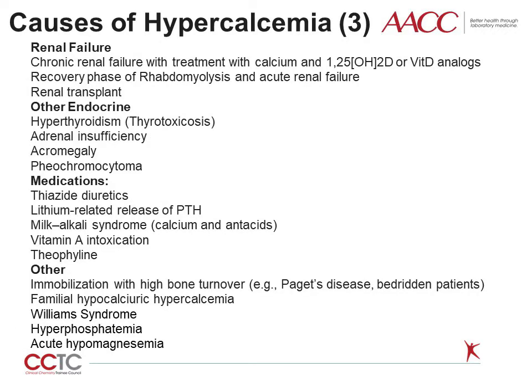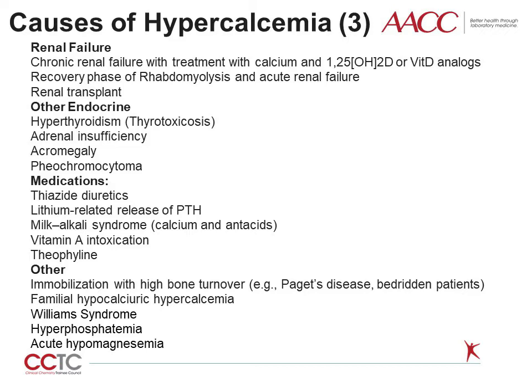Renal failure, for example, chronic renal failure with treatment with calcium and 1,25-dihydroxy vitamin D or vitamin D analogs. Recovery phase of rhabdomyolysis and acute renal failure. Renal transplant. Other endocrine diseases such as hyperthyroidism, adrenal insufficiency, acromegaly, pheochromocytoma. Medications include thiazide diuretics, lithium-related release of PTH, milk alkali syndrome, vitamin A intoxication, theophylline.